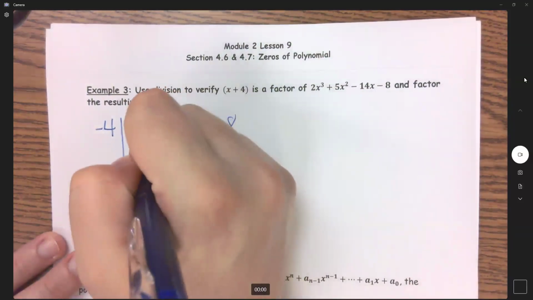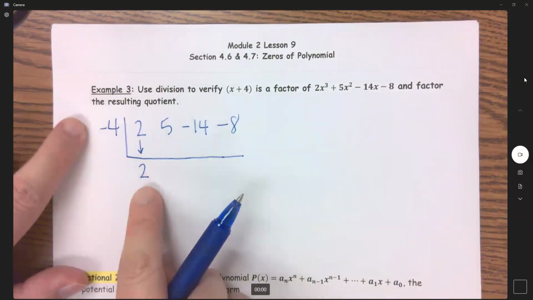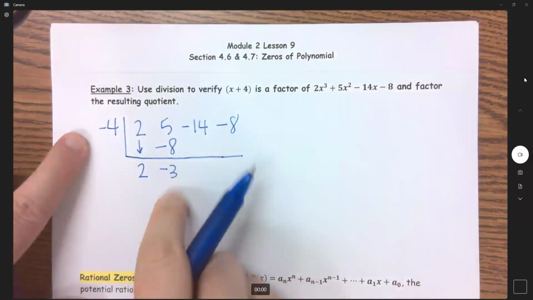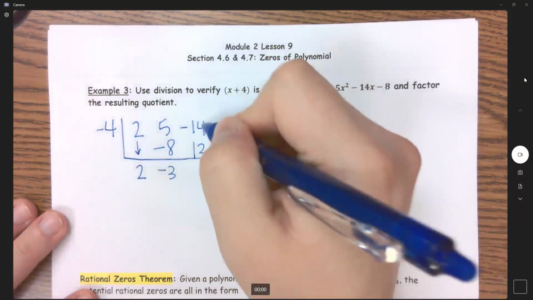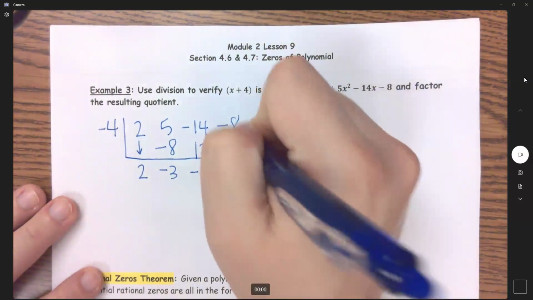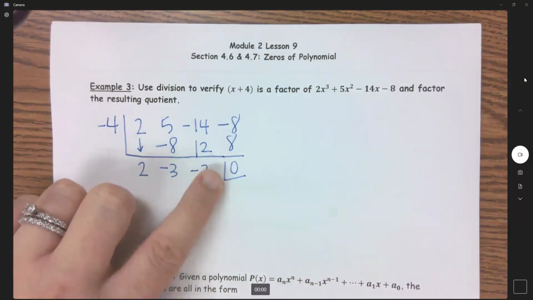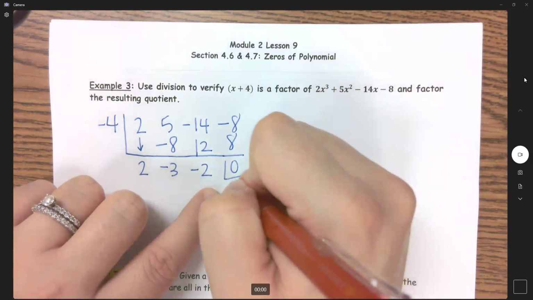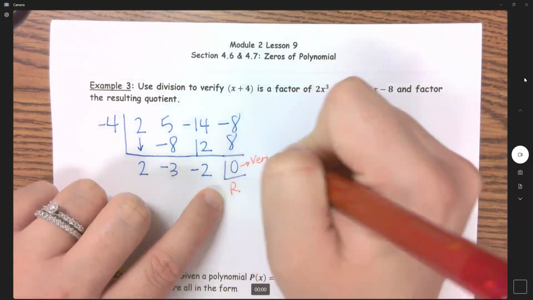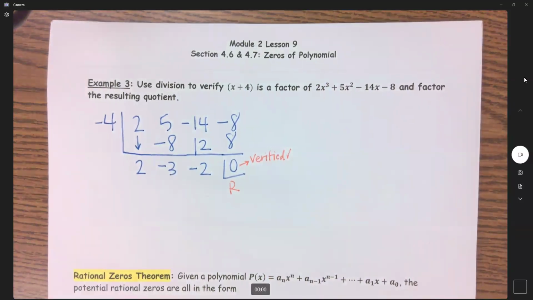Okay, when we use synthetic, we're going to bring this first one down and then multiply, add till the end. So multiply, add, multiply, add, multiply, add. So this right here with a remainder of 0 means that we have verified. So that is a quotient.